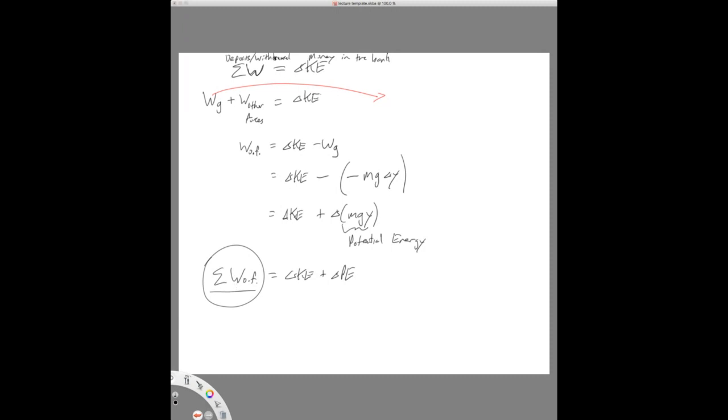Okay, so let's try a problem where we see how to use the potential energy concept. I'm going to imagine that we have a ball and we kick the ball upward with an initial speed of 15 meters per second, and I want to find the maximum height.